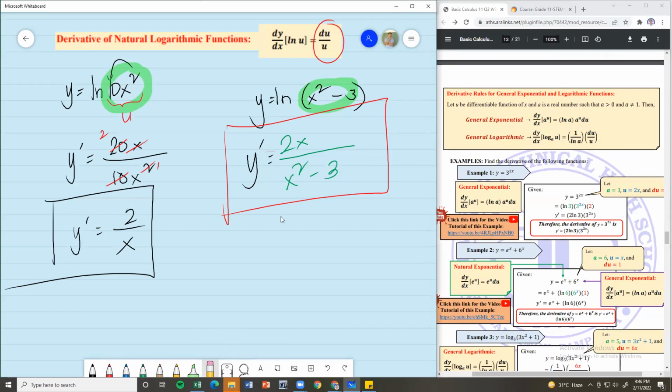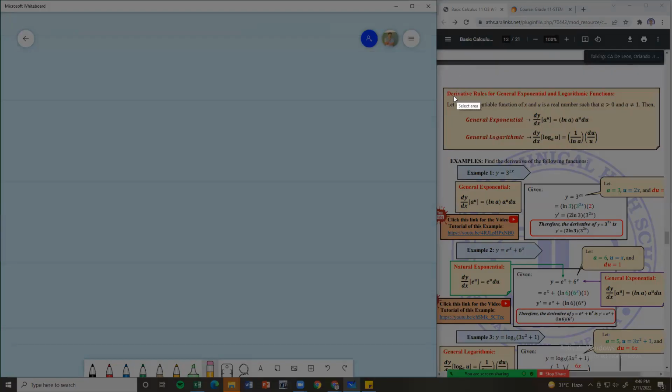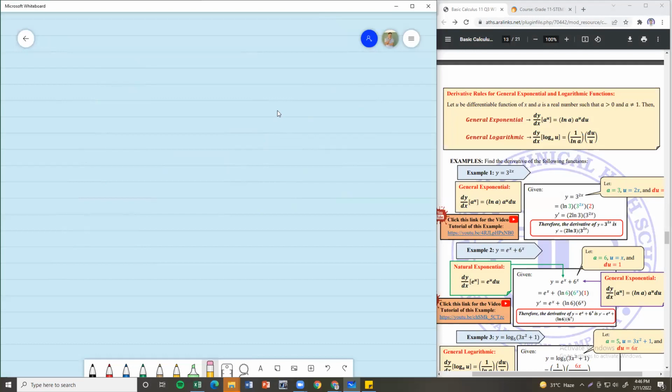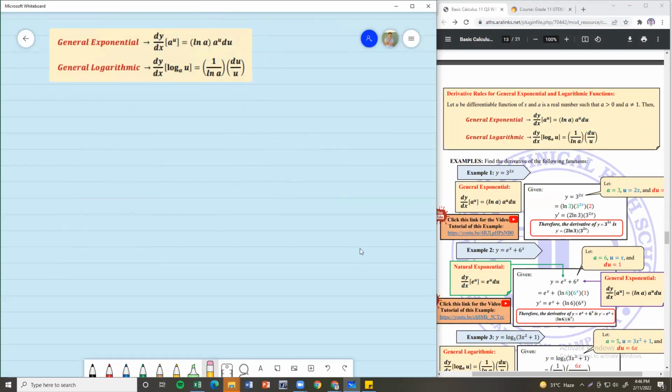You just have to have a copy of all these derivative rules. Okay? Derivative rules for general exponential and logarithmic function. So, in here, for exponential, there is a number raised to an exponential function. Okay? So, when that happens, we will just be applying this formula.